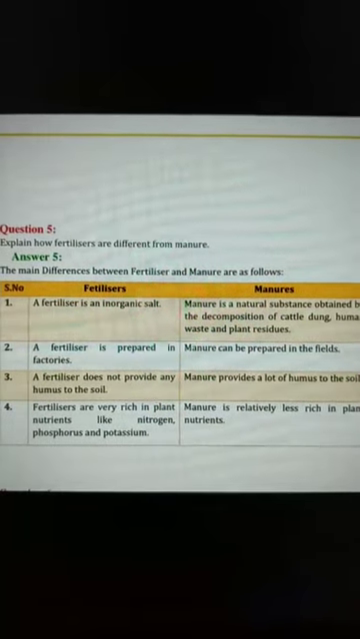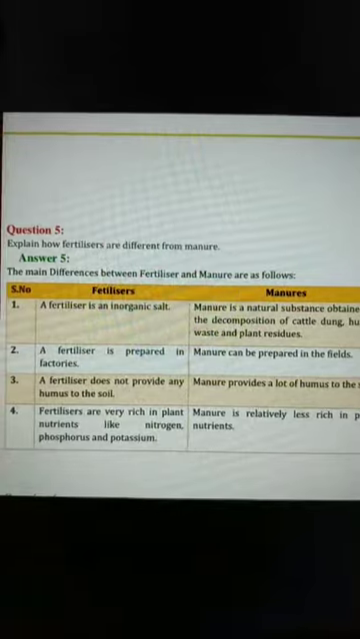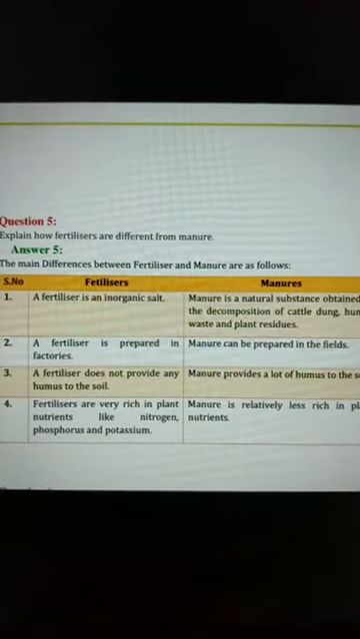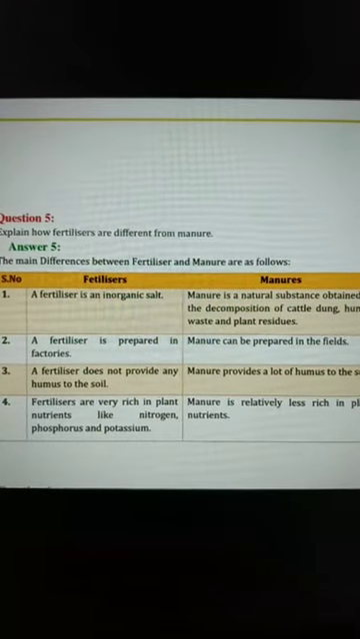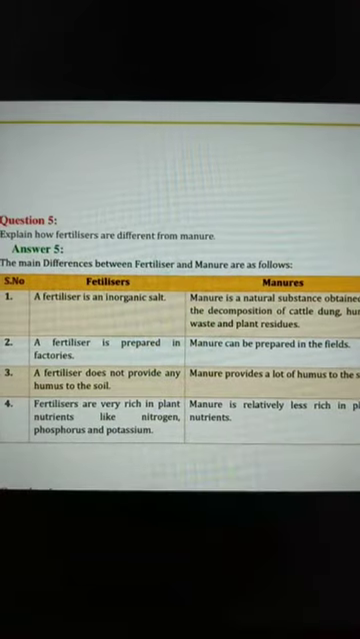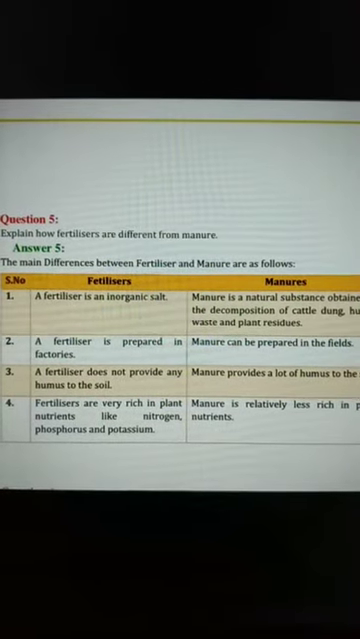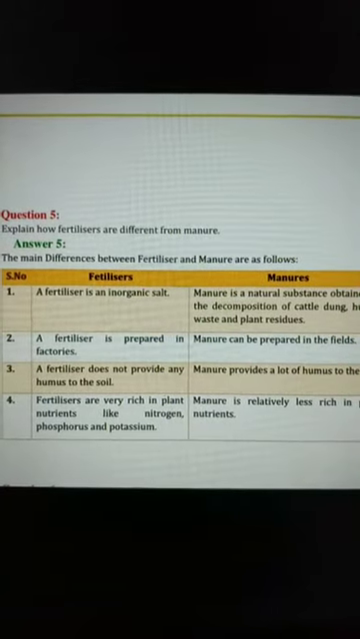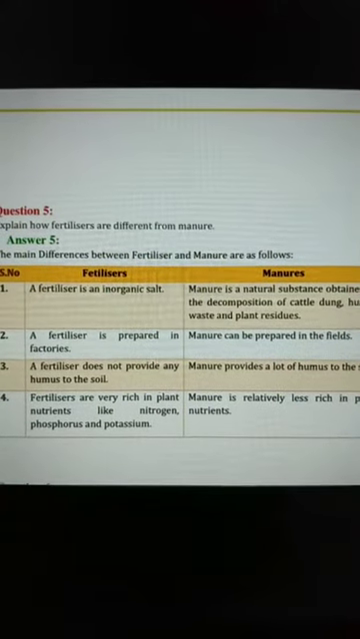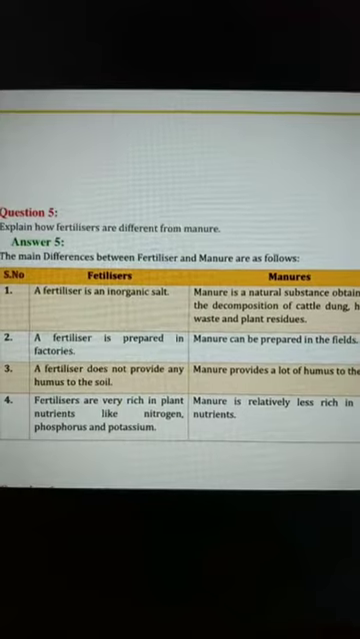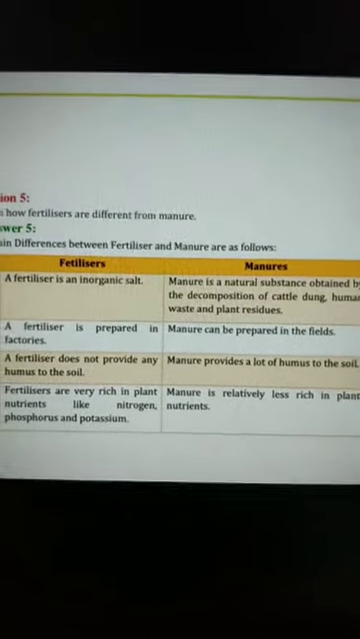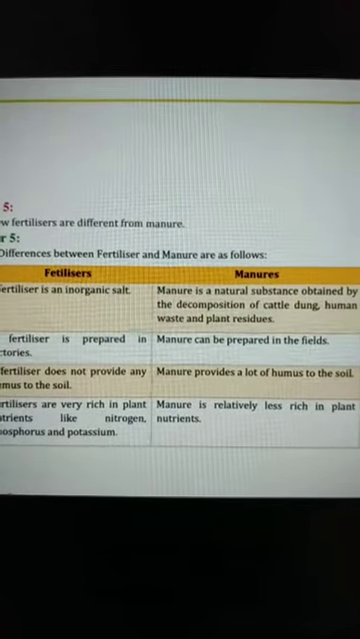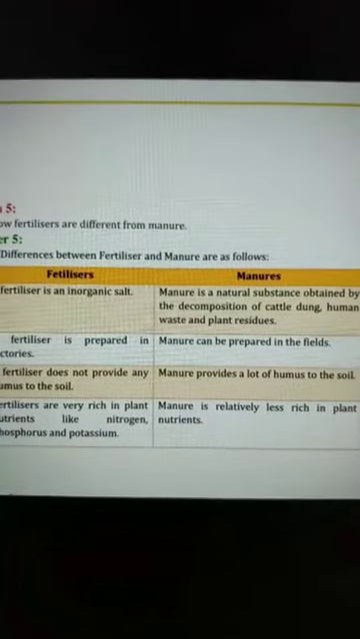Third point, a fertilizer does not provide any humus to the soil. Humus, you have read in 7th standard also, means the dead and decayed bodies of animals and dead and decayed things of plants and human beings when mixed together in soil with the help of some microorganisms. That is humus. Fertilizer doesn't contain humus because it is an artificial thing. And in manure, third point is manure provides a lot of humus to the soil. So in manure you can get more humus.